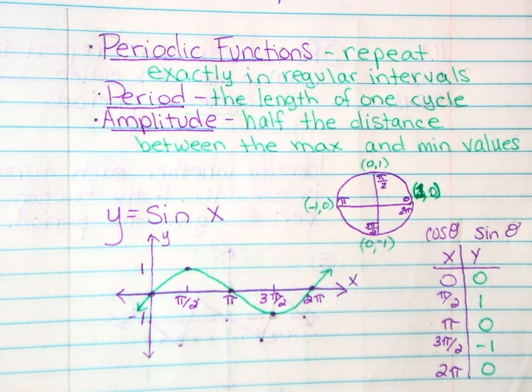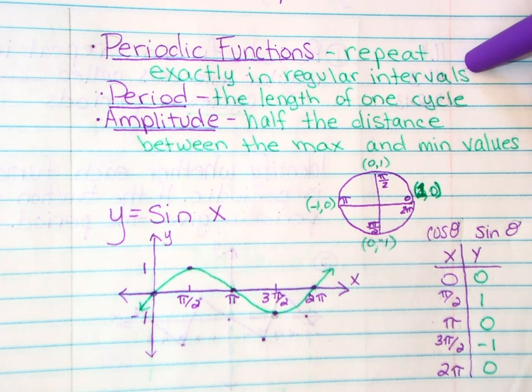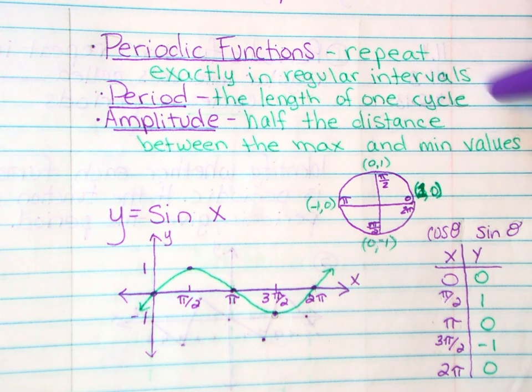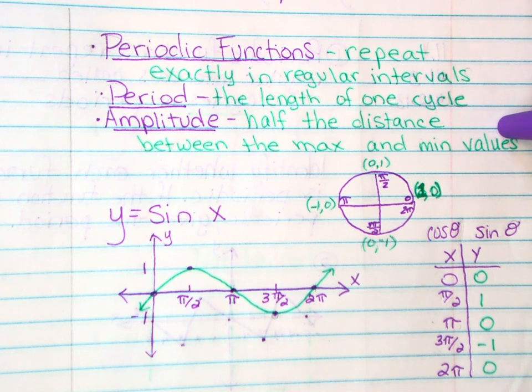Alright guys, today we are going to talk about graphing sine and cosine. Okay, so let's just review. These are periodic functions, which means they repeat exactly in regular intervals. Okay, so they are exactly the same for every interval that happens. The period is the length of one cycle, and the amplitude is half the distance between the max and the min values. All right, so when we graph these, I want you to get out your unit circle.